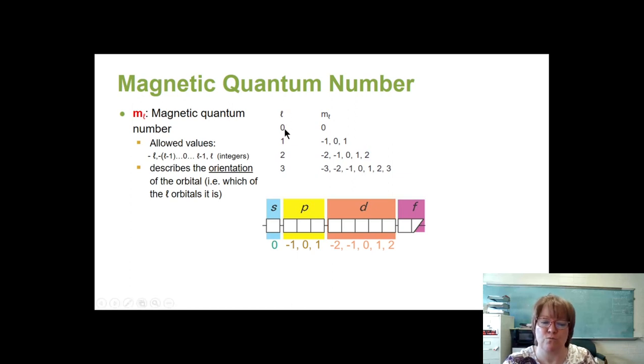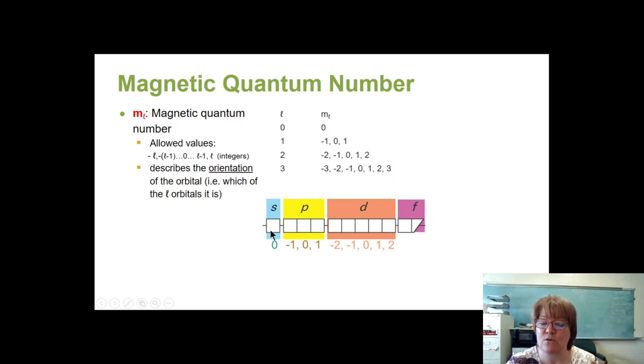So if L is 0, it can go from negative 0 up to 0. So it can only be 0. If L is 1, it can go from negative 1 up to positive 1. So negative 1, 0, positive 1. If L is 2, it can go negative 2, negative 1, 0, positive 1, positive 2. And that's where we start having more than one possibility of how many different orbitals.